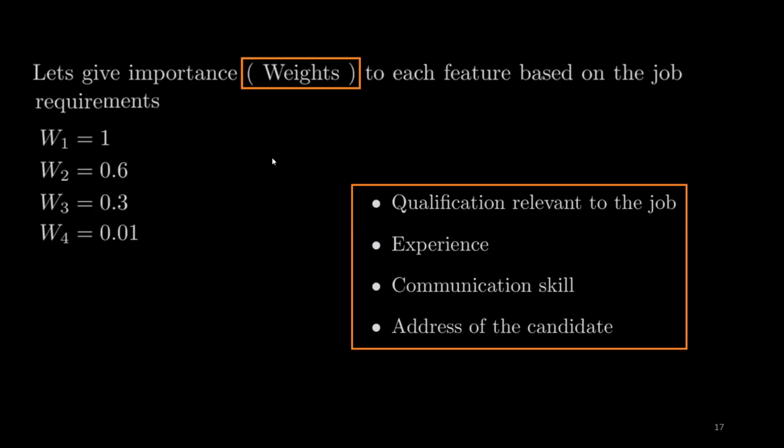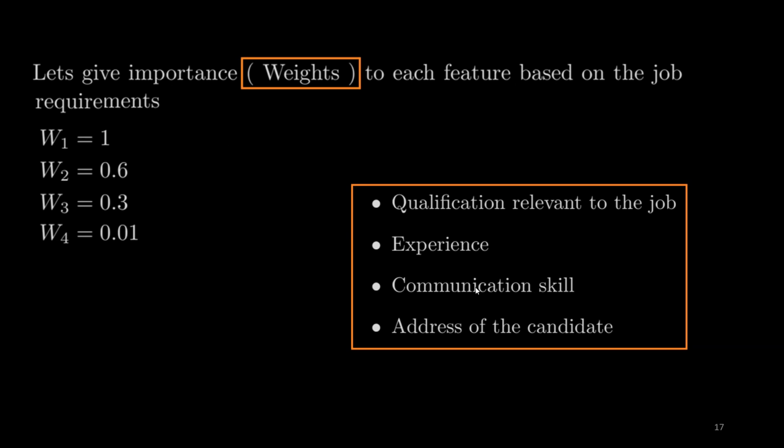Now let's assign weights to each feature based on the job requirements. So we have 4 features. Now it's time to assign the weights based upon the importance of the feature. So we see that the qualification relevant to the job is the most important feature. Therefore, the weight assigned to this feature is of highest value, that is 1.